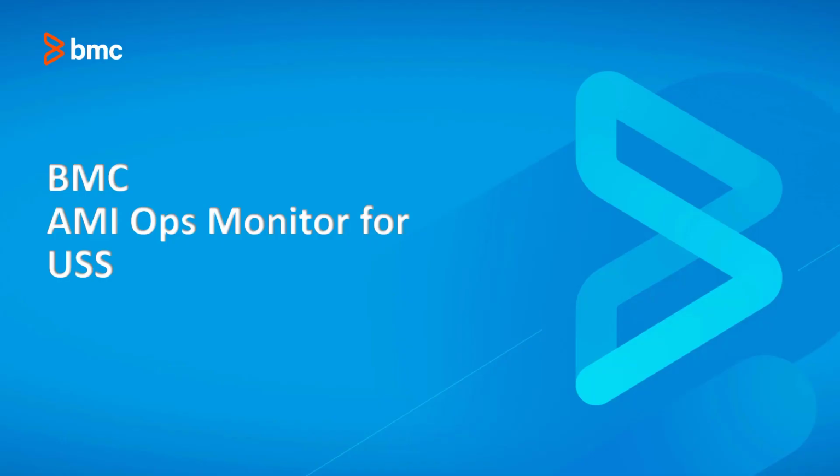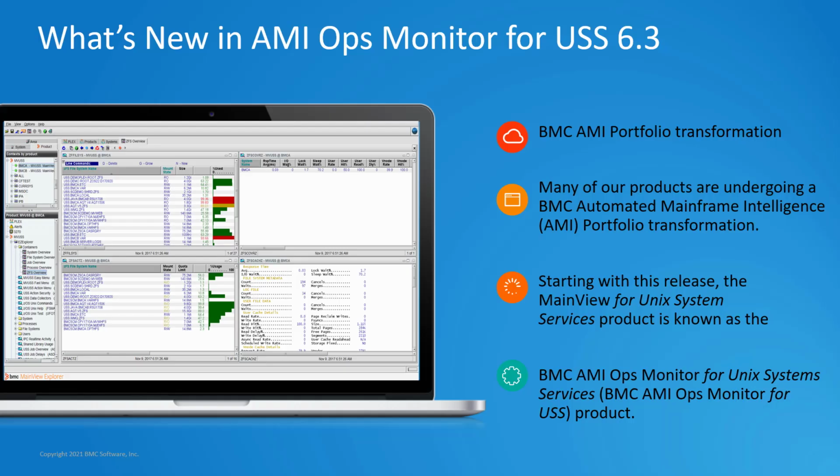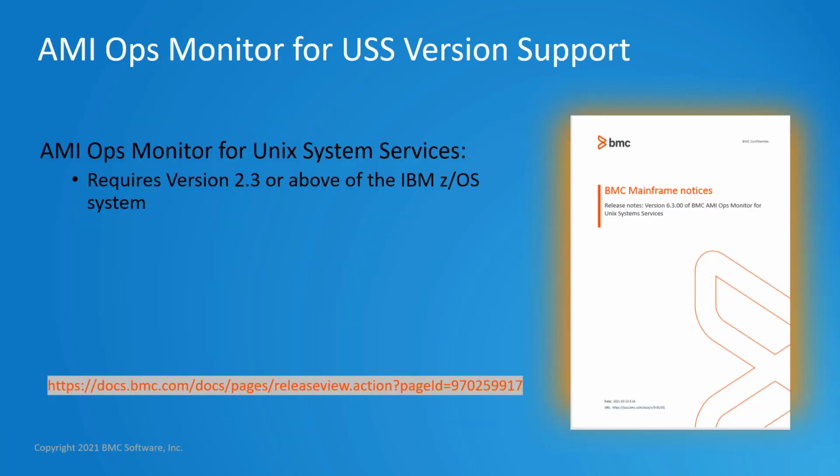AMI Ops Monitor for USS. Starting with this release, MainView for Unix System Services is now known as AMI Ops Monitor for Unix System Services, or AMI Ops for USS. It also requires version 2.3 of z/OS and above. And all release notes can be found at docs.bmc.com.